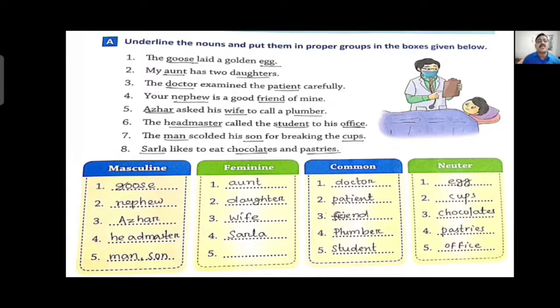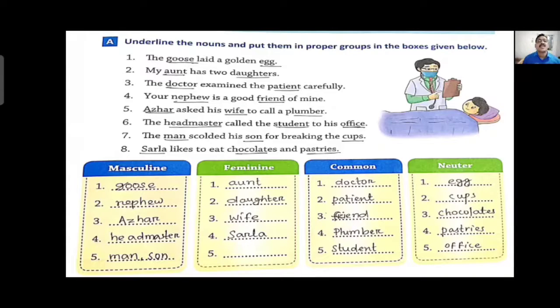Question number 4, your nephew is a good friend of mine. Nephew is a boy. So it is written in masculine gender column. Friend can be both girl as well as boy. So friend is a common noun or common gender. So here friend is written in common gender column.